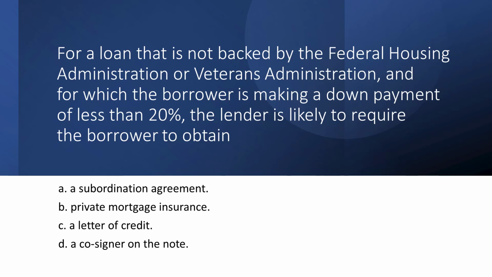And your answer is B, private mortgage insurance. Mortgage insurance protects the lender against loss of a portion of the loan, typically 20 to 25%, in case of borrower default. Private mortgage insurance generally applies to loans that are not backed by the Federal Housing Administration, FHA, or the Veterans Administration, VA, and that have a down payment of less than 20% of the property value. The FHA has its own insurance requirement for loans with a down payment of less than 20%.